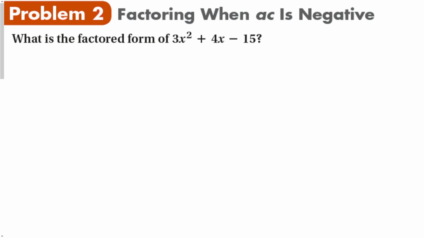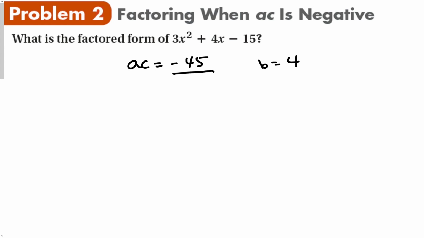Let's see how this works. First, we want a times c. A times c is going to be negative 45. b is a positive 4. So if we have a product that is negative and a sum that is positive, that means that the bigger number is positive. If one is negative and one is positive, and I add them together and I get a positive number, that means the bigger number is positive.